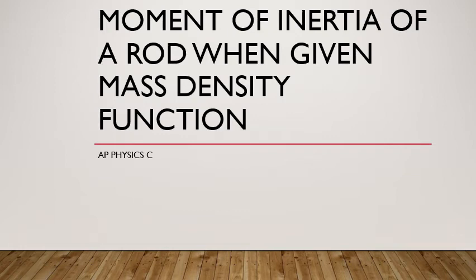Okay, so we're going to calculate the moment of inertia of a rod when given a mass density function. We've done some problems where there was a rod that was uniform, just a straight rod like a baton or a pencil, something uniform all the way through. In other words, for every inch of the pencil you had, it's the same mass of the rod.